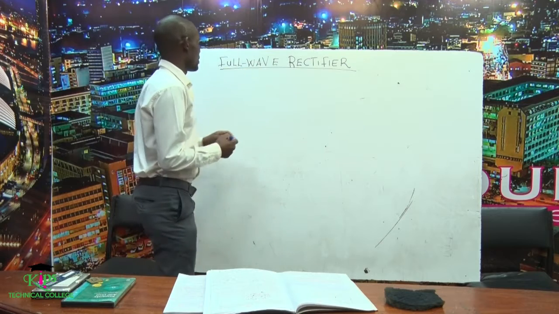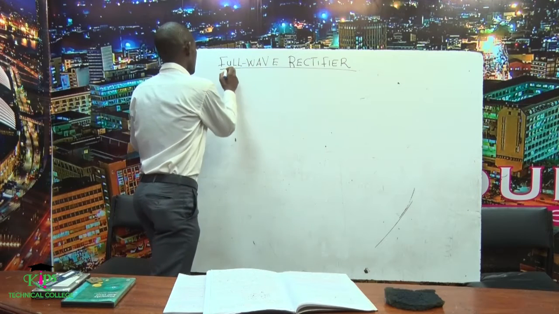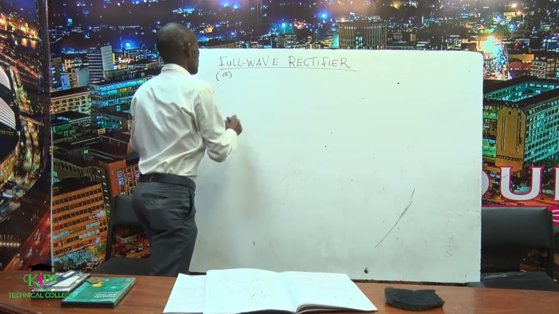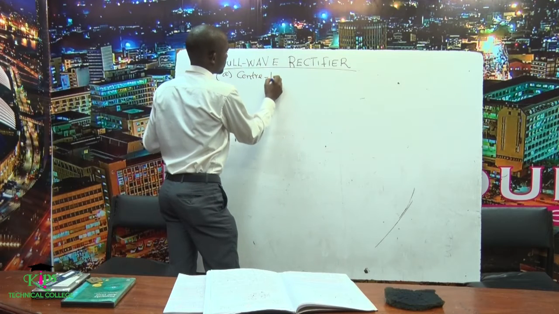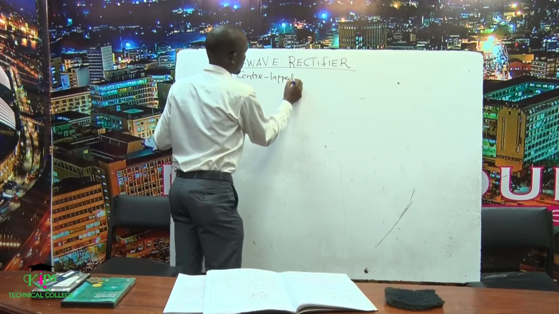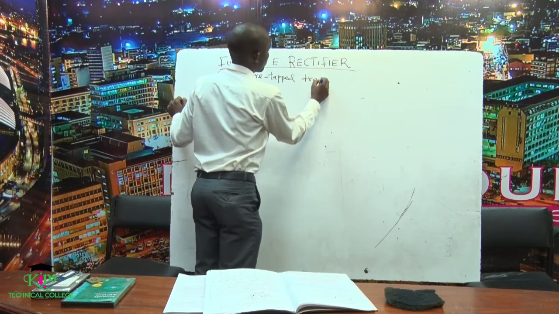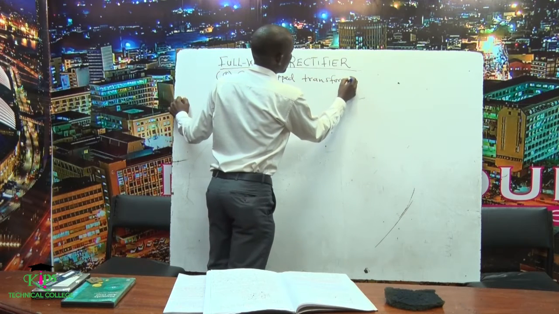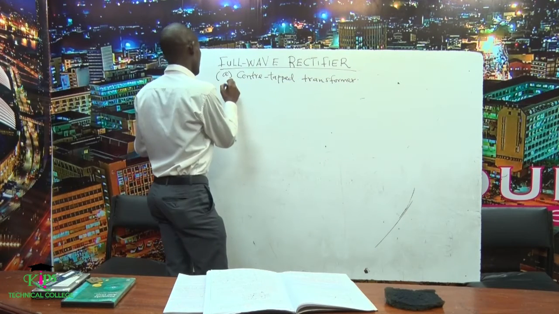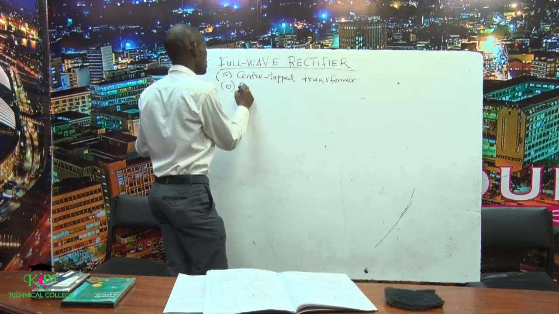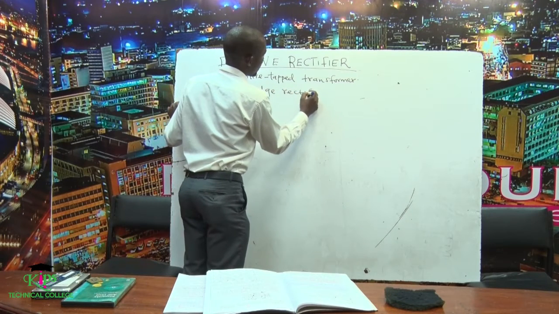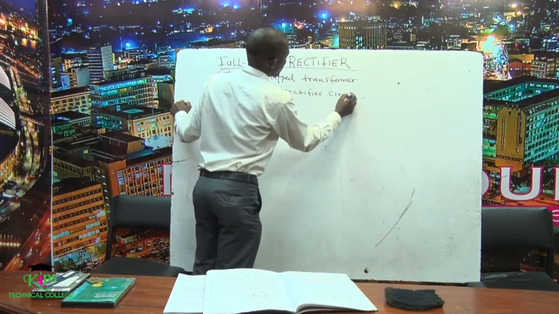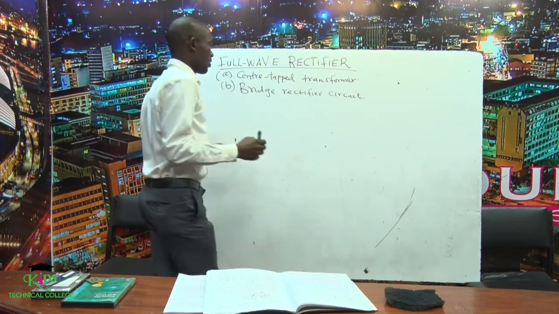Remember, before we have said a full wave rectifier is basically divided into 2. We have a center tapped transformer circuit, and we also have a bridge rectifier circuit. So it all depends.